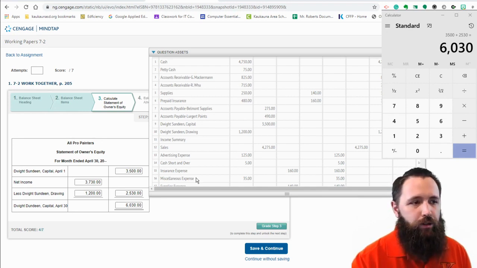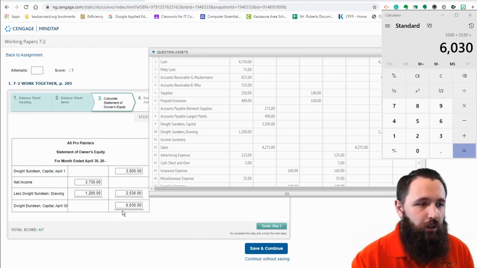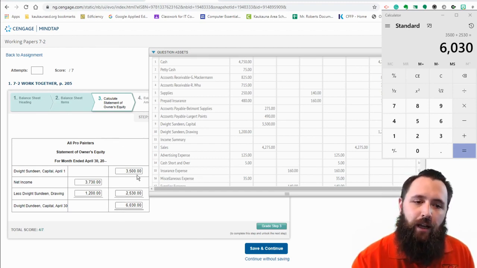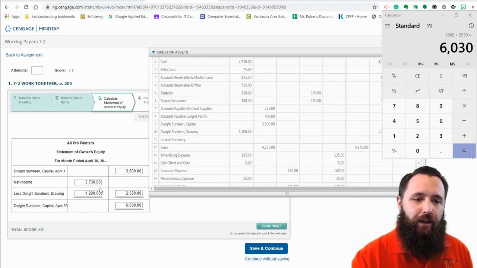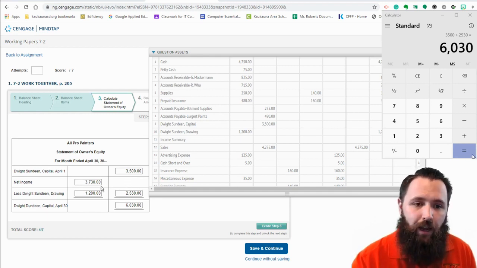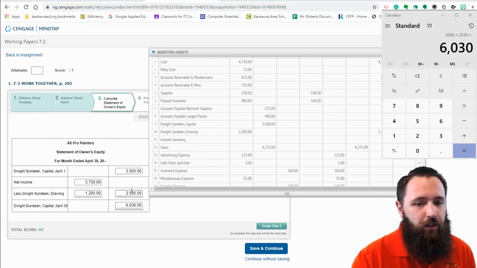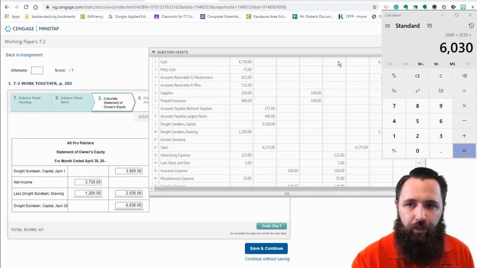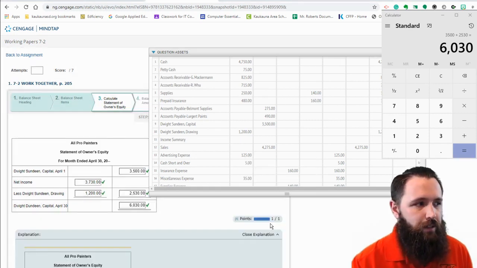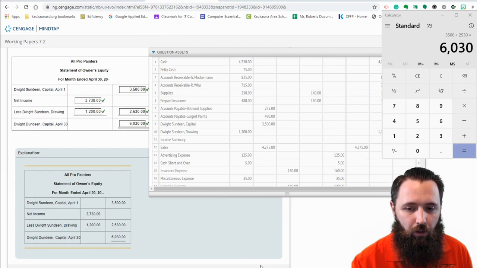So I would always write it down, and this is what you're going to have to do on the test without this worksheet, without this little reminder. So you're going to need to remember these steps. Take the beginning capital, add in net income. If it's a net loss, you'll have to subtract it, and then subtract our drawing, and then find the difference between that capital and the beginning, whether it's an increase or a decrease, to calculate the new capital for the end of the month. Let's grade this step, and we are good to go.